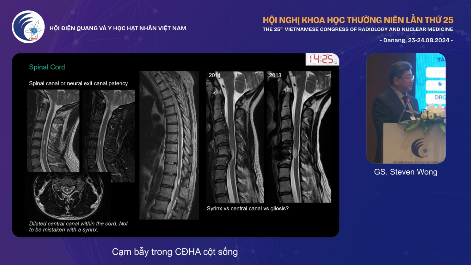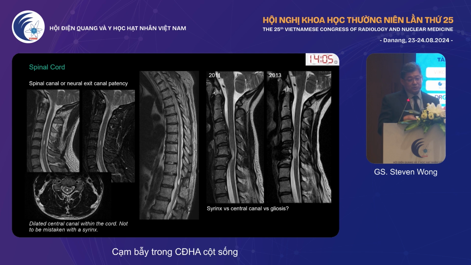But you're going to have problems in patients with a history of compression of the spinal cord over here and here. Is that a dilated central canal as a result of compression and volume loss of the cord, or is that gliosis within the cord because of the compression?